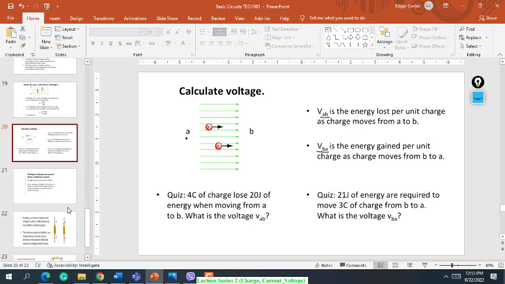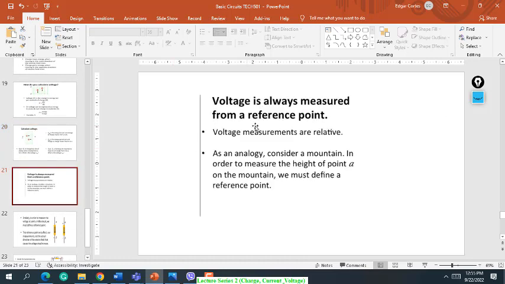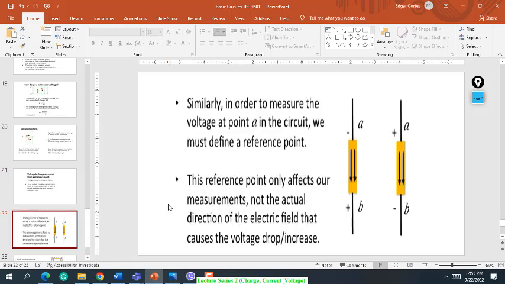So we're almost done. Basically, class, voltage is always measured from a reference point. I mentioned that earlier. As an analogy, consider a mountain. In order to measure the height of point A on the mountain, we must define the reference point. So that's the definition.